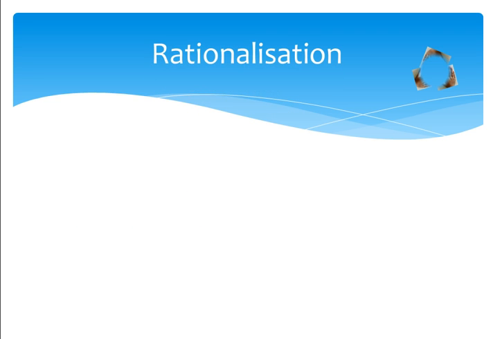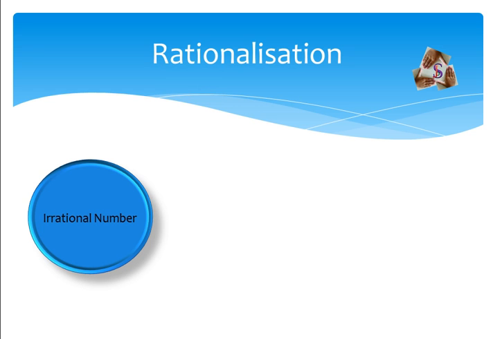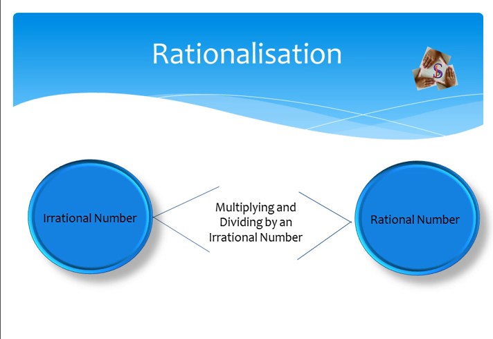Let us first try to understand what we mean by rationalization. Now we have an irrational number. So what comes to our minds? We cannot simplify it to its simplest form. That means simplifying this will be difficult. So what do I do? I convert it to a rational number. Now how do I convert it to a rational number? I will multiply and divide by an irrational number.